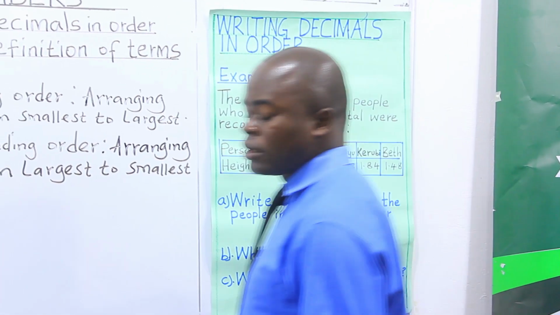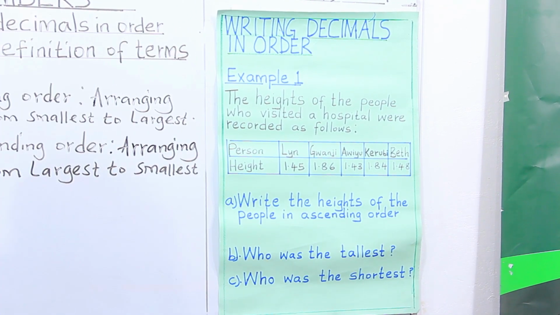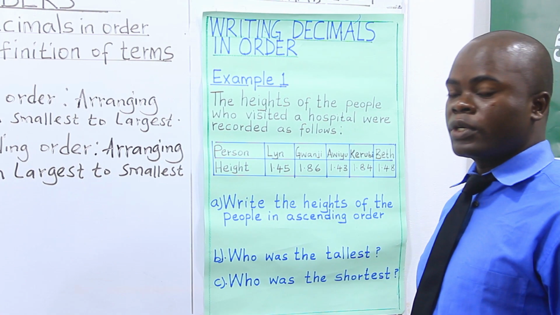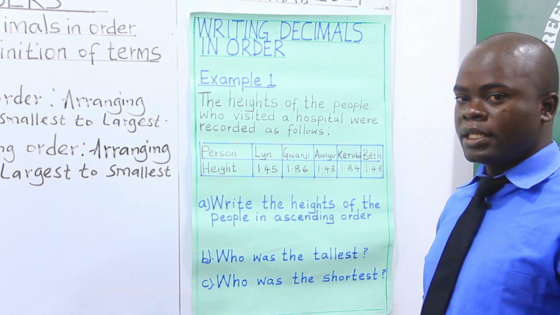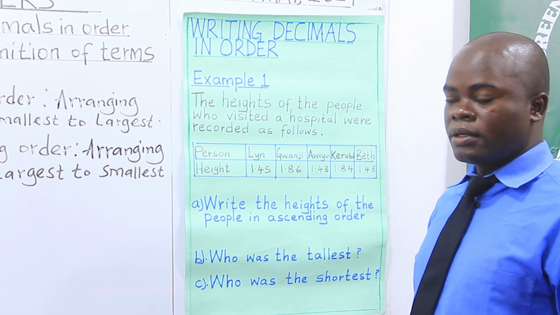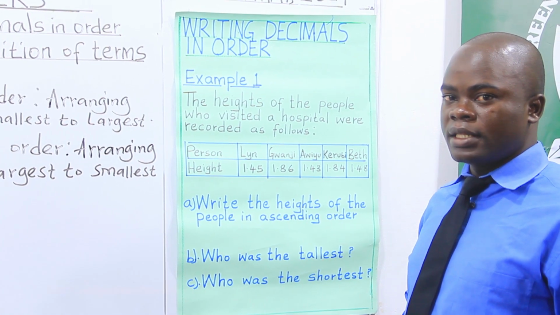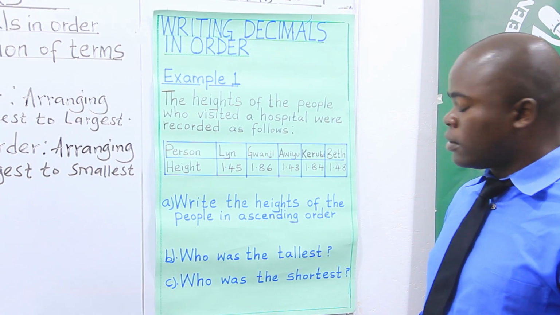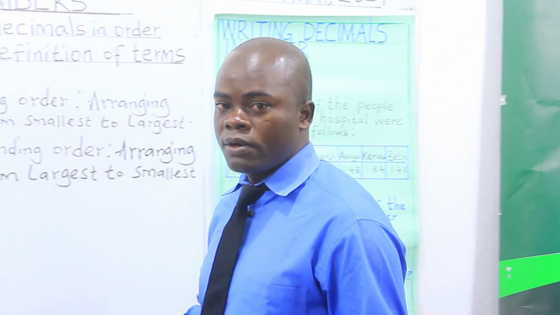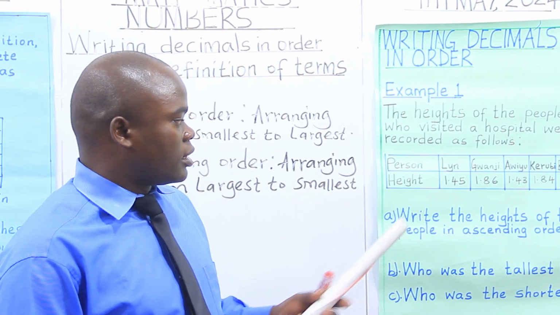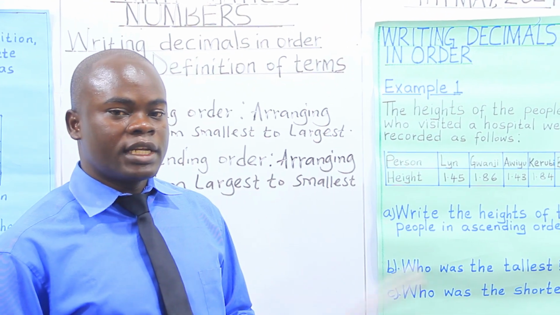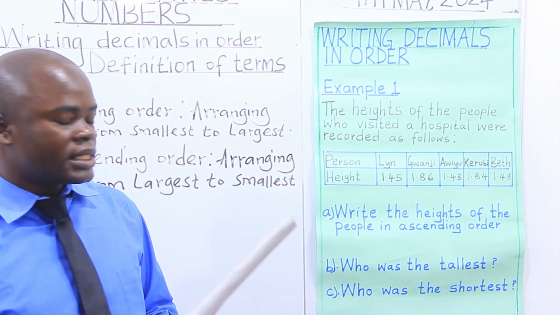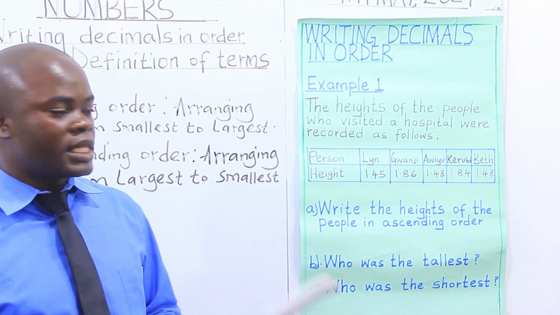So what we are going to use in order to arrange these heights in ascending order is what is called a place value chart. Just as we learned earlier with decimals, you will compare the place value of each digit so that you identify the first, the smallest number. So who can tell us the smallest number from these heights?